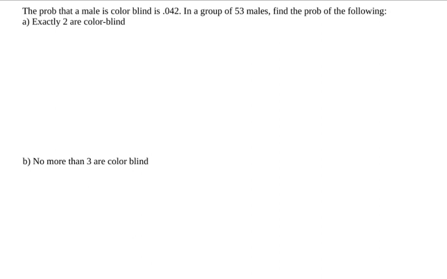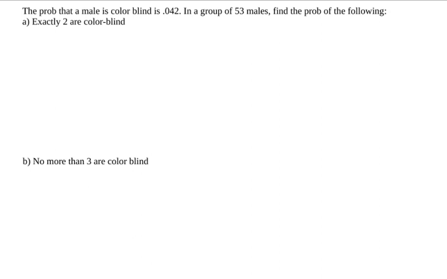Alright, here we have the probability that a male is colorblind is 0.042. In a group of 53 males, find the probability of the following: exactly 2 are colorblind. I don't know how accurate this probability, the 0.042, is. I think this is an example I copied from the book or something like that.